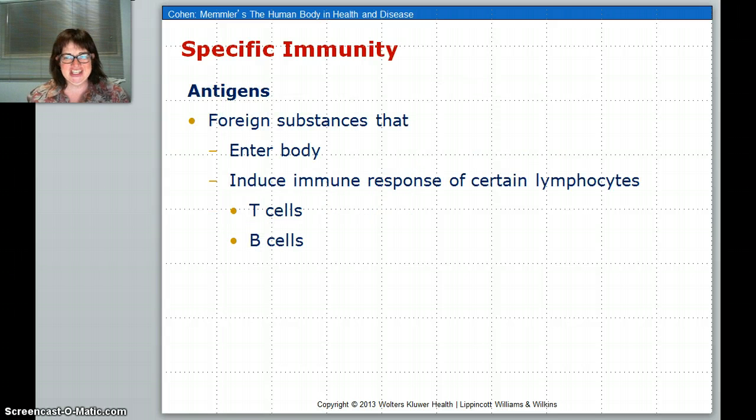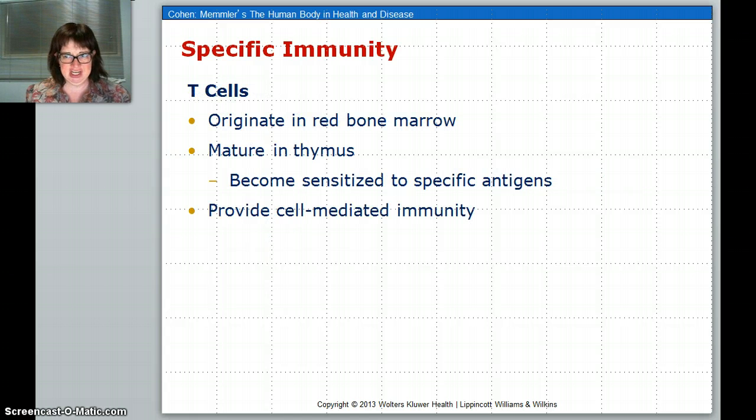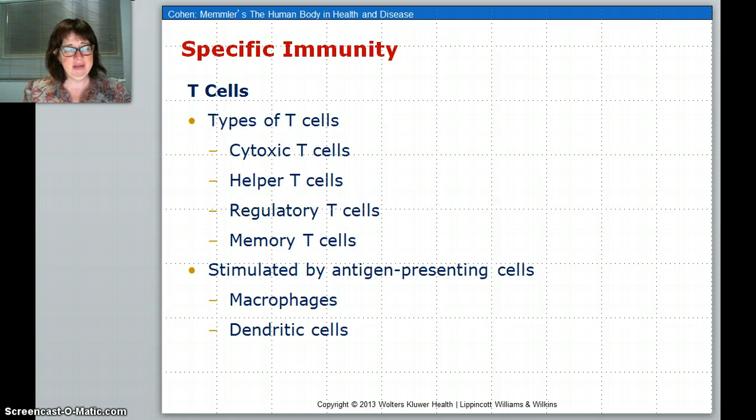Okay, when we talk about antigens, antigens are just a foreign substance. They enter the body, usually getting into the blood supply. It will induce an immune response of certain lymphocytes, and these are the T cells. The T cells start in the bone marrow, then go to the thymus to be adapted. And there's B cells. B cells are just in the bone marrow. So T cells originate in bone marrow, where all blood cells arise, but they mature in the thymus. That's why there's a T in T cell. They are specific, and it's called cell-mediated immunity because cells attack other cells.